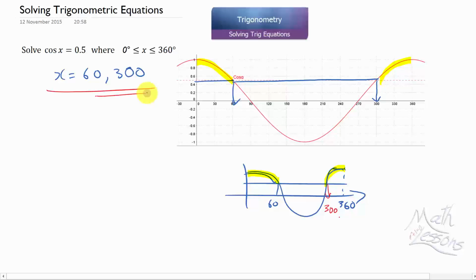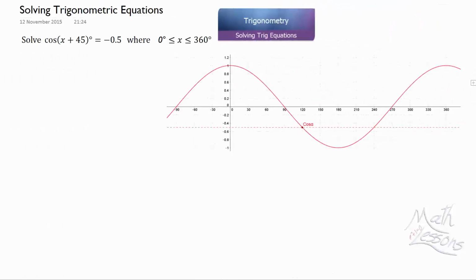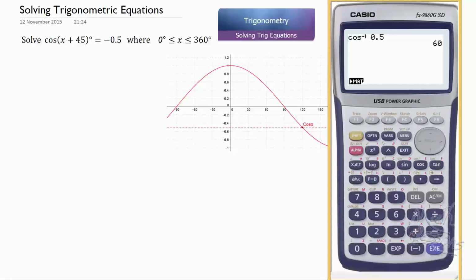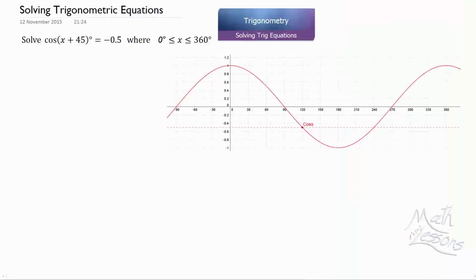Let's look at something a little bit more interesting. So let's look at this one. We're doing cos of x plus 45 equals minus 0.5. So we're down here. So let's get our calculator. Now minus 0.5, you'll get to a stage where you should be able to work that one out in your head. But until you do, let's just go back and put a minus in here and press that, and the calculator gives us 120. So for x plus 45, we get our first answer as 120.